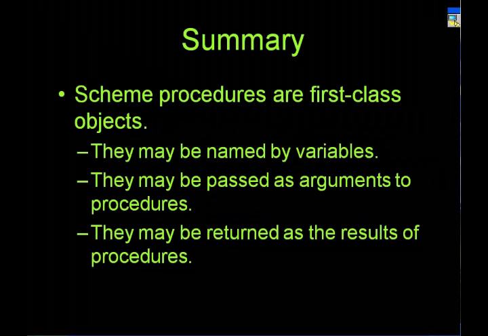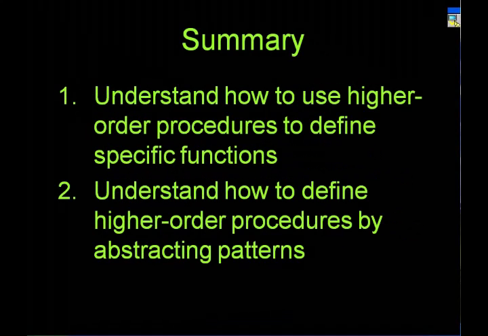So what we have seen is that Scheme procedures are first-class objects. They can be named by variables. They can be passed as arguments to procedures. They can also be returned as the result of procedures. So there are only 2 things. This lecture is very short, which is a good thing because I'm having so much trouble.